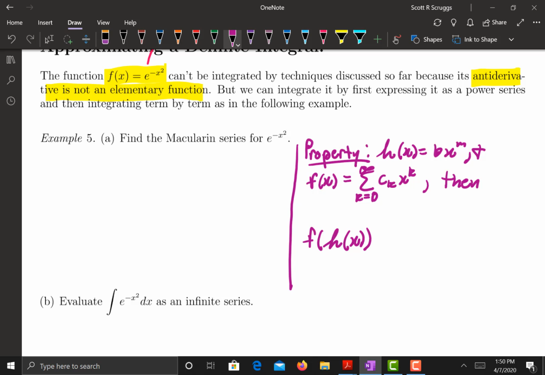that I can now give a Taylor series power series representation of the composite of h of x and f of x by wherever I saw x originally, I replace it with an h of x. And now let's do that for this problem.